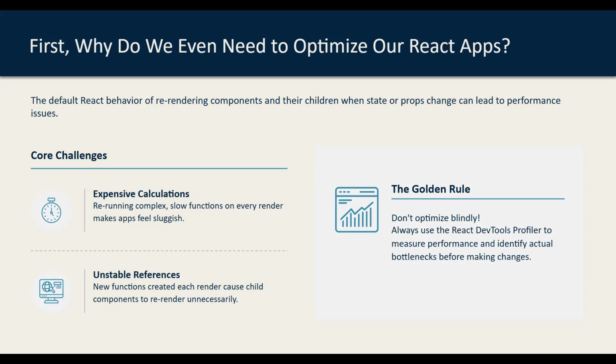So the golden rule here to take away is: don't optimize blindly. I would always recommend measuring first with the React DevTools Profiler, and then you could try to identify actual bottlenecks before making any changes.